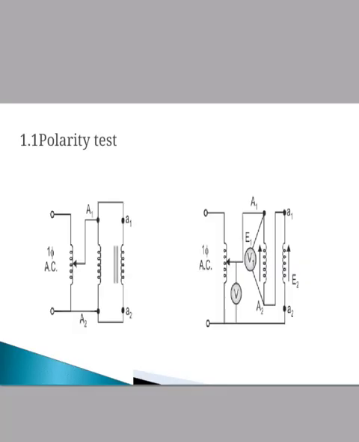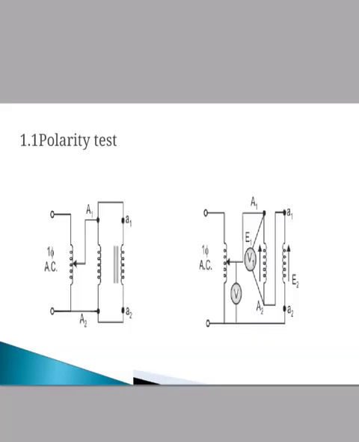See in the second image, there is another method. The secondary terminals are marked arbitrarily with respect to the primary terminal. The primary and secondary terminals are connected in series as shown in the figure. If the voltage V1 across the primary winding is less than the supply voltage, the polarity marking is correct or subtractive.